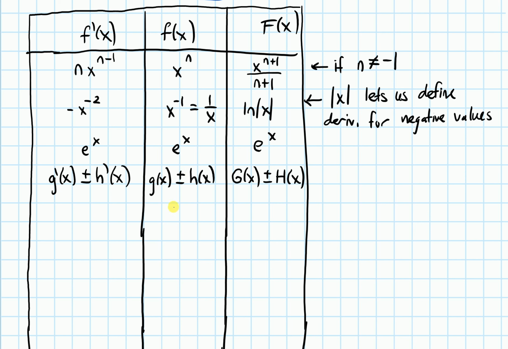Alrighty, what if I have a constant c multiplying my function g of x? Well, the derivative just keeps the constant in front, and then I multiply by the derivative of g, which I'll write as g prime of x. The antiderivative is similar. I keep the constant in front, and then I multiply by the antiderivative of g of x, which is capital G of x. So in this formula, c is a constant.